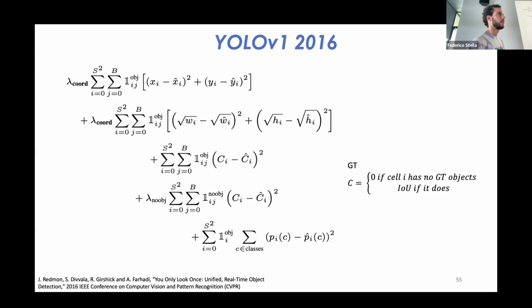Is CI the IOU? CI is the IOU, yeah. It's this IOU if there is an object. If there is no object, we cannot compute the IOU, so we just say 0.